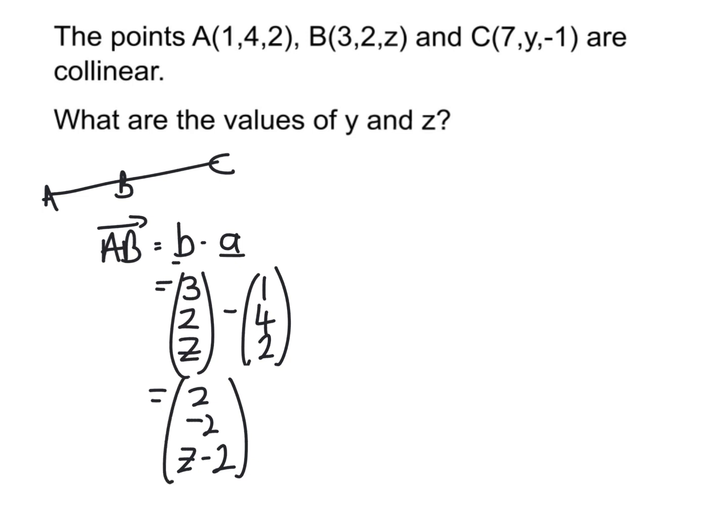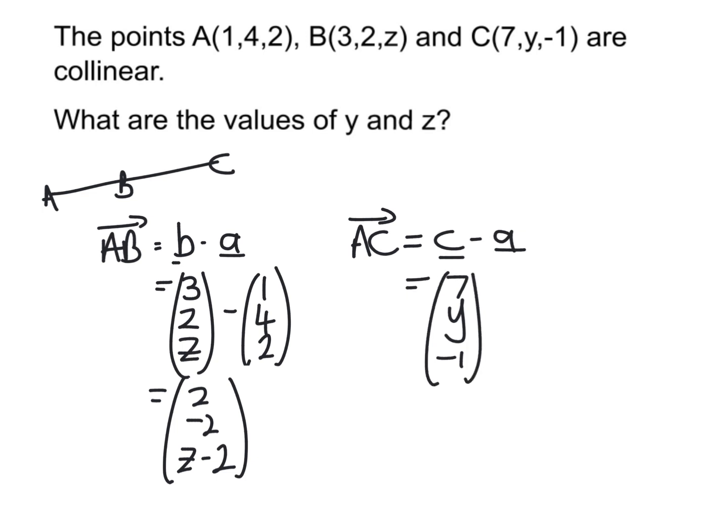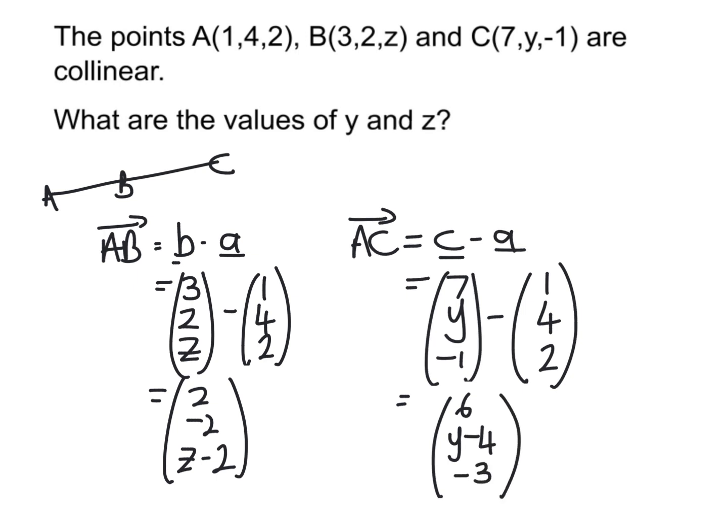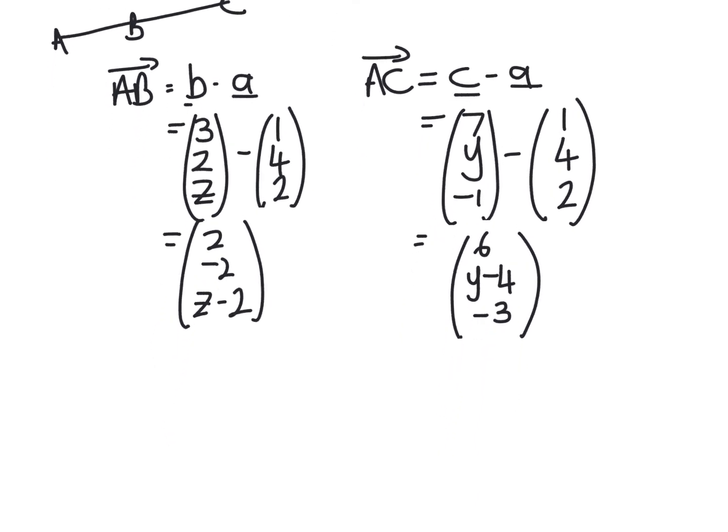Okay, and then I'm going to go find B to C. Now B to C is actually going to have a lot of unknowns, so I might go do A to C this time. So I'm going to do A to C, which is C minus A, so that I just don't have loads of unknown letters. So (7, y, -1) take away (1, 4, 2), which will give me 6, y take away 4, and negative 1 take away 2 is negative 3. Okay, so from there, let me just zoom up and create a wee bit more space for myself.